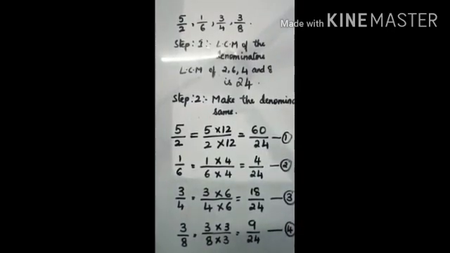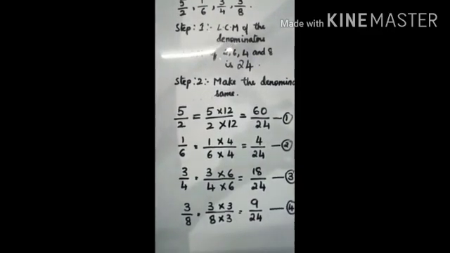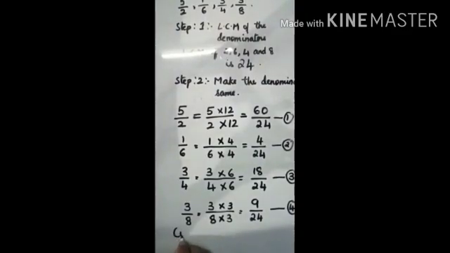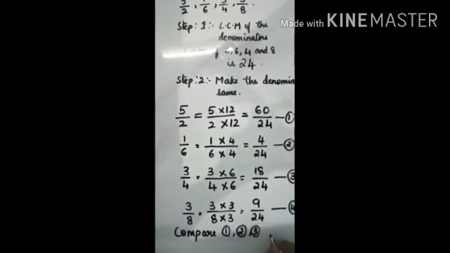Now I compare all the 4 fractions. What are all my 4 fractions? So I have to compare or arrange 1, 2, 3 and 4. We have to compare the resultant fractions, that is 60 by 24, 4 by 24, 18 by 24 and 9 by 24. Denominators are same, so I can directly compare the numerators and tell which is small, which is big.